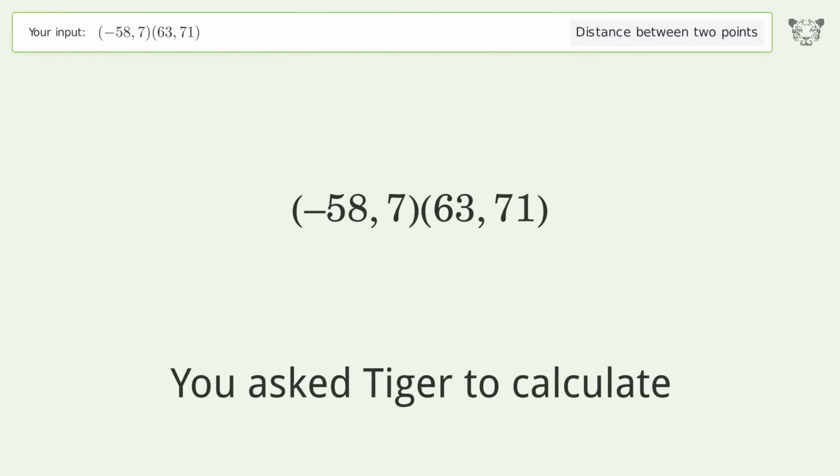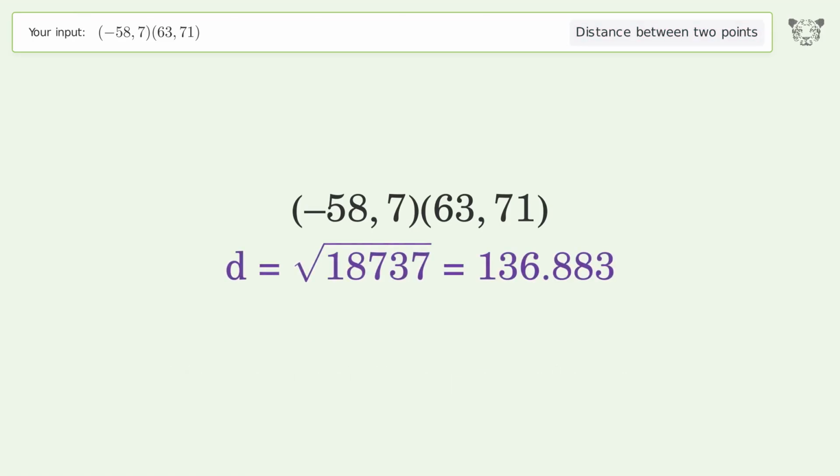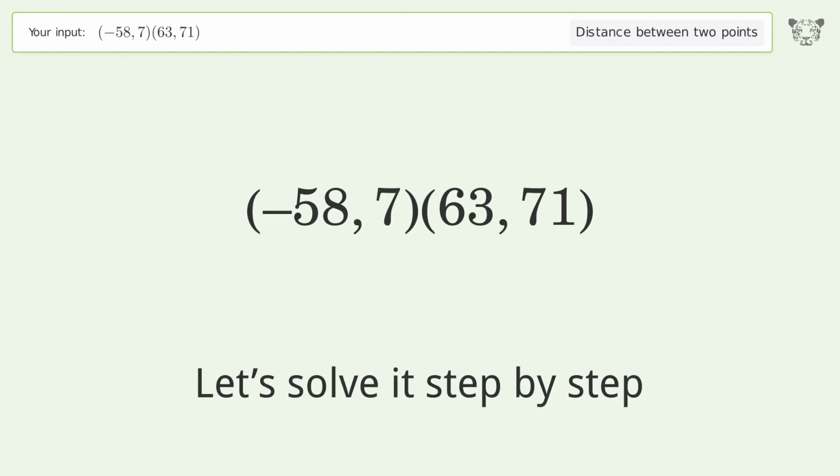You ask Tiger to calculate. This deals with the distance between 2 points. The distance between the 2 points is the square root of 18,737, or 136.883. Let's solve it step by step.